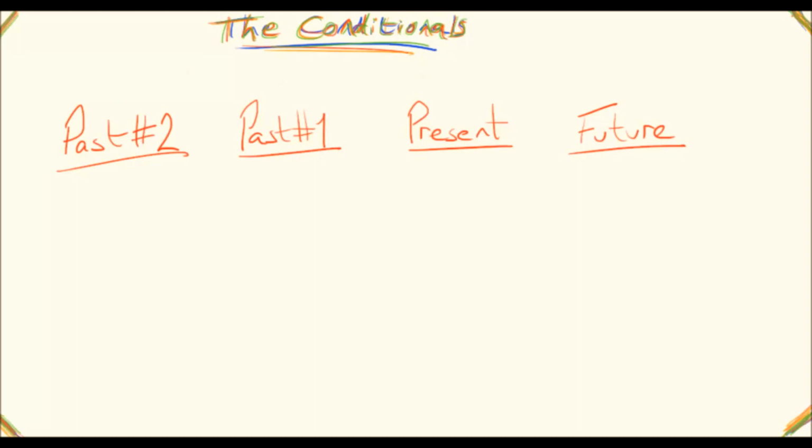So which of our tenses do you think go into these different categories? I'll give you a bit of a clue. The future uses 4 tenses. The present uses 2. The past number 1 uses 4. And past number 2 uses 2. Have a think about that. See how you're going to divide them up.